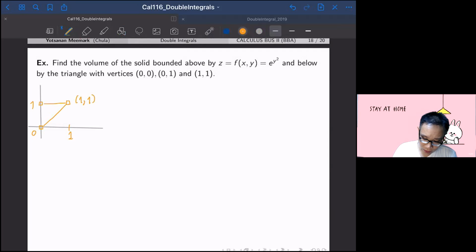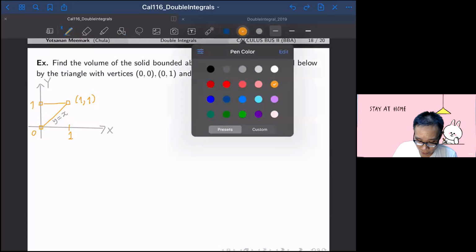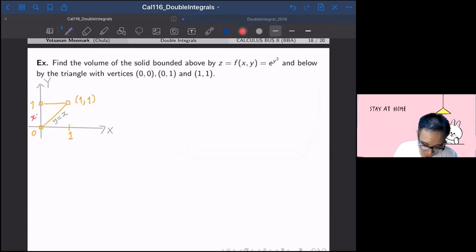And again, we have seen this one before. This line is y equal to x. You have x equal to 0, which is that line. Okay, so you have x equal to 0, and you're going to have y equal to 1. So this one is going to be y equal to 1.